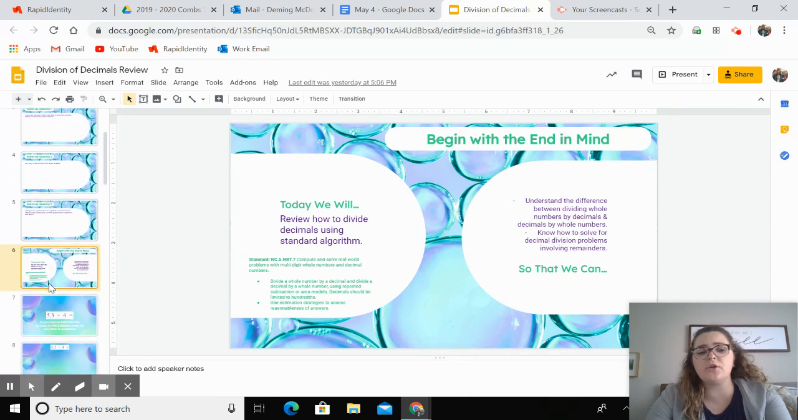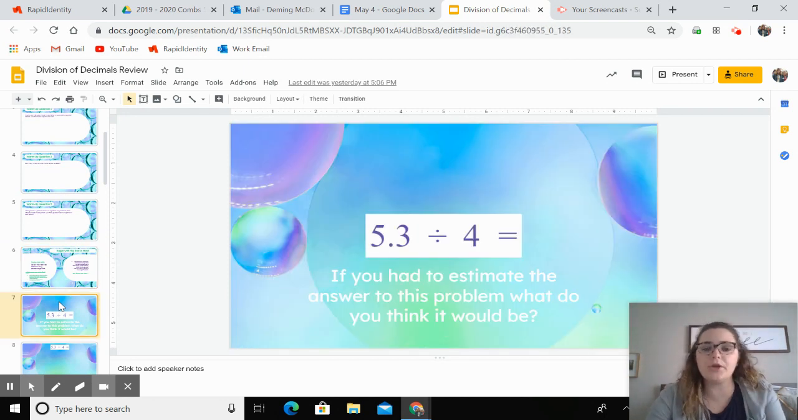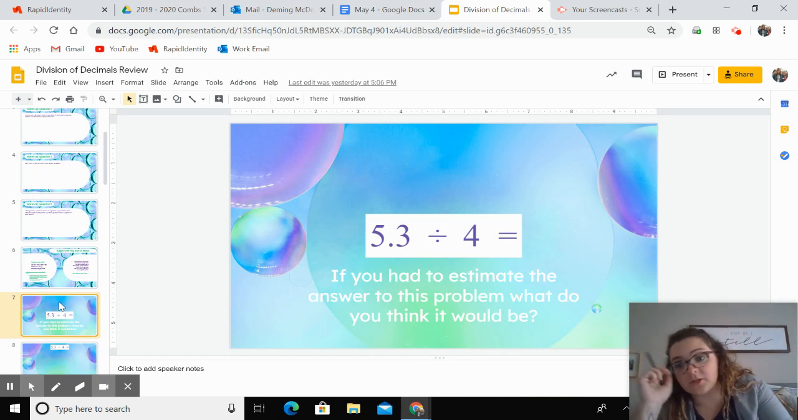Sometimes our answers don't go in perfectly evenly, and how can we make sure that we're still getting the correct or most correct answer we can when we are solving with remainders? So here I have this particular equation, which is 5 3/10 divided by 4. Before we actually dive into solving this one, we're going to talk a little bit about how estimating what our answer could be can get us even closer to what our answer actually is, or help us reason whether or not our answer makes any sense.